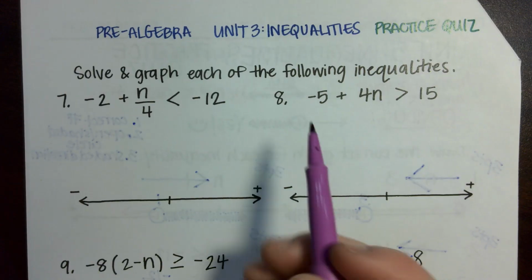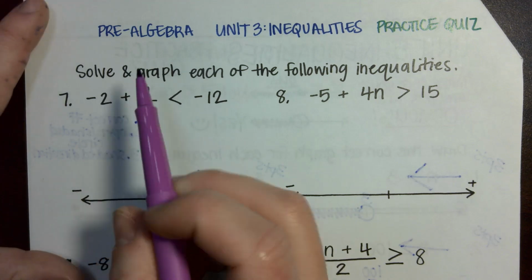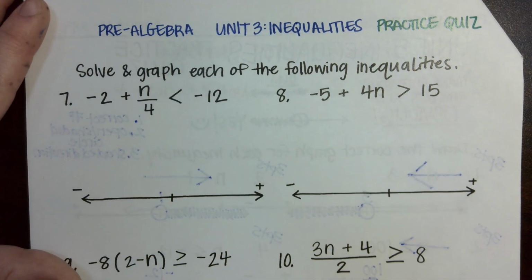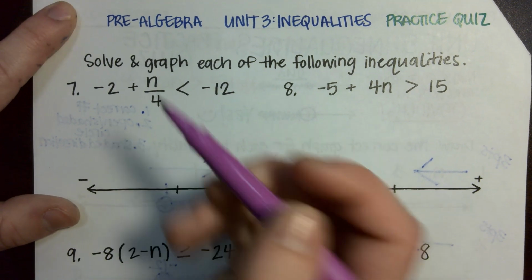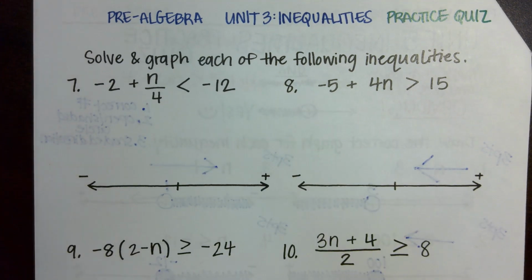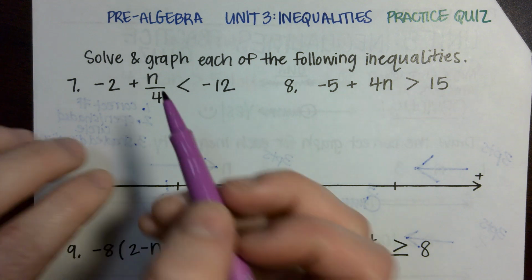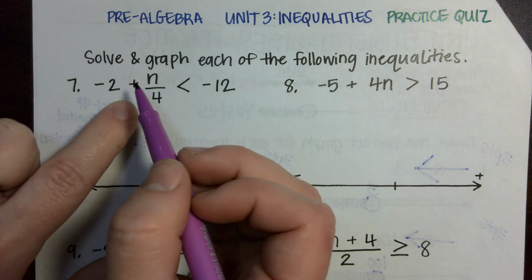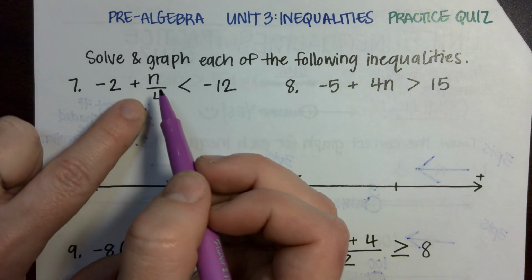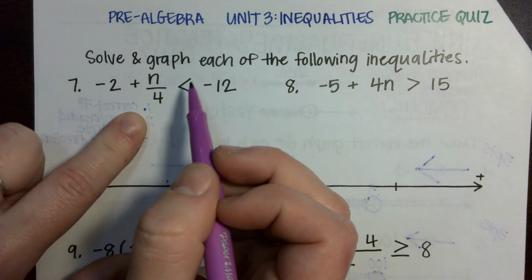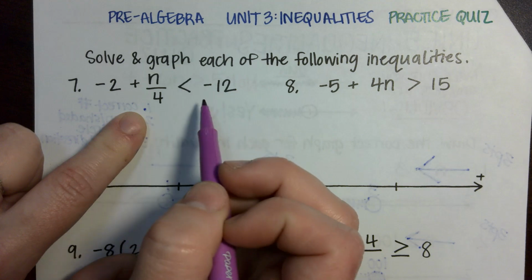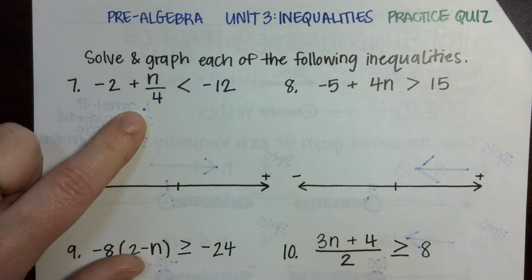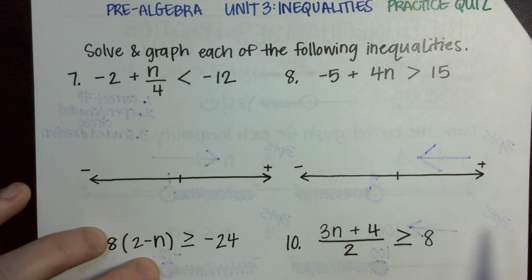So let's look here first. Now I have number 7. It's the same directions. We're just solving and graphing the inequalities. So can somebody read the inequality in number 7? So we've got negative 2 plus n divided by 4, good, is less than, that's all right, negative 12. All right, what's our first step?